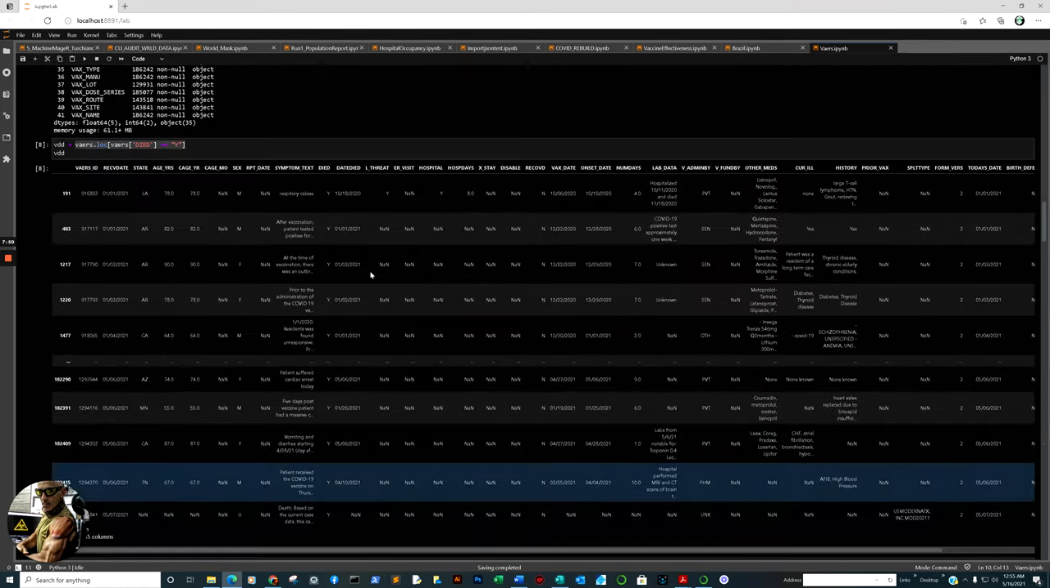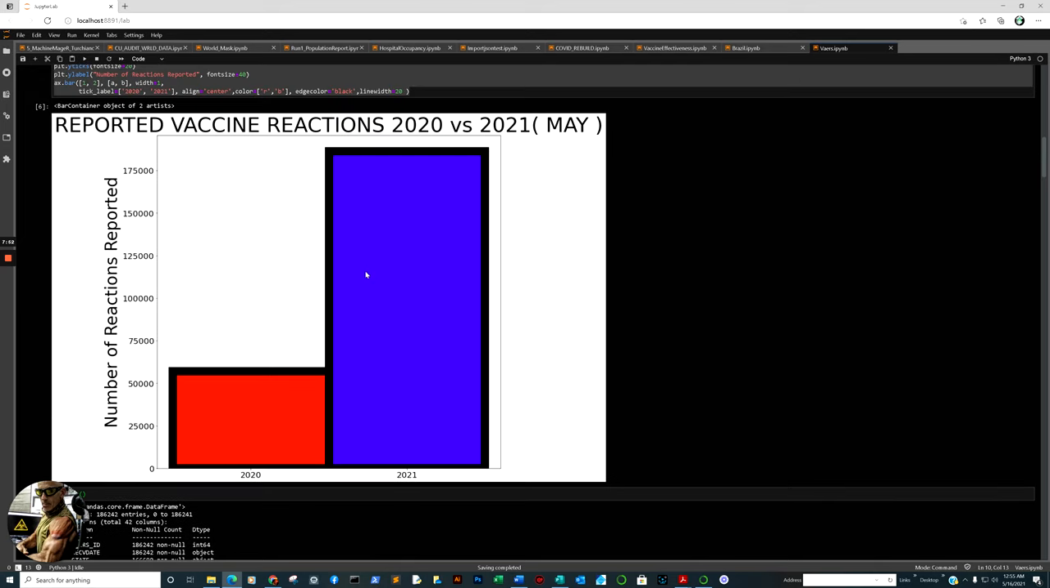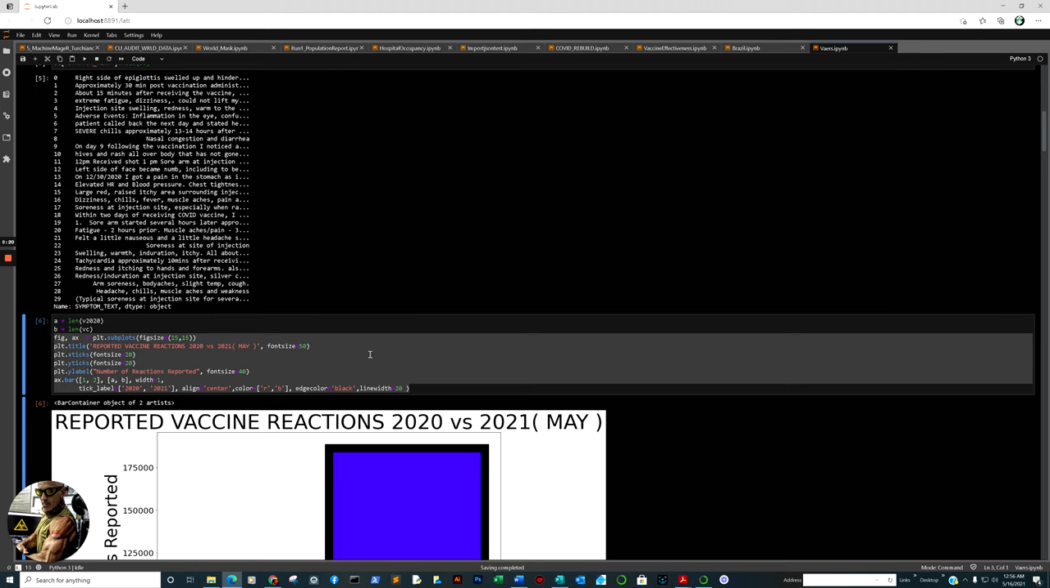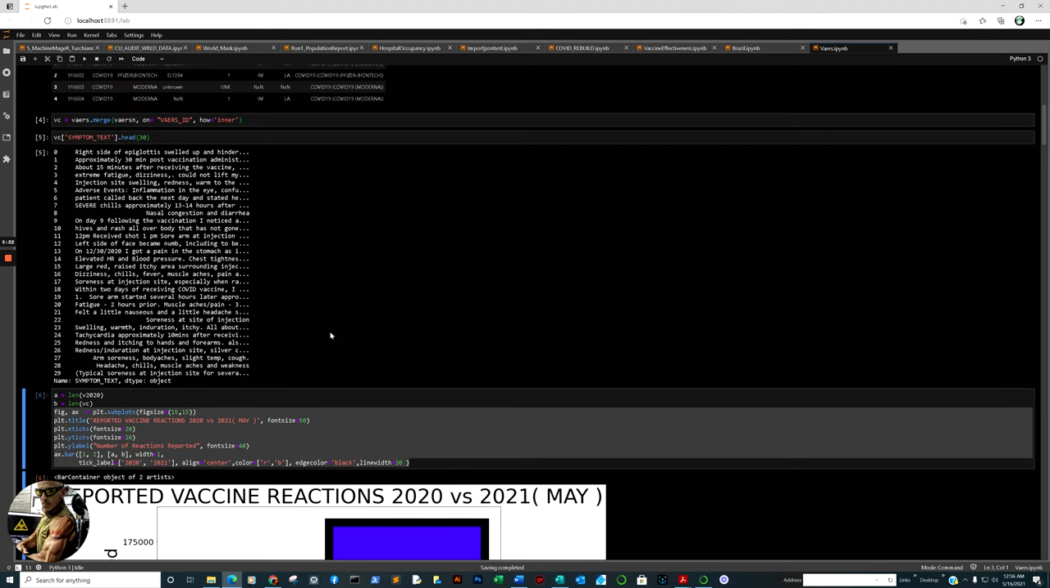How do our reactions differ basically from 2020? Number of reactions reported, 2020. This is the whole of 2020, as you see right there. 2021, right there. This is the number of reactions reported. And again, not necessarily all serious, but serious enough to basically report to VAERS. And a lot of it has to be worked out to see if they're actually related or someone just could have had bad food. Not deaths that we've read, per se.